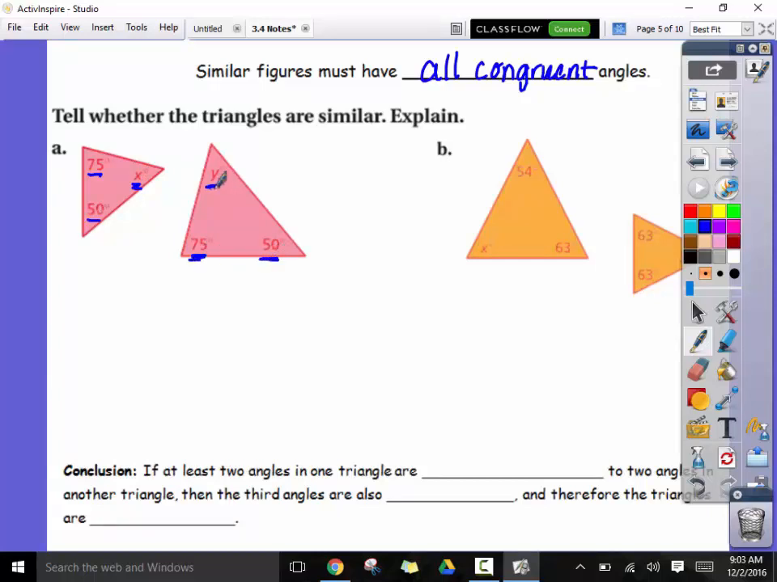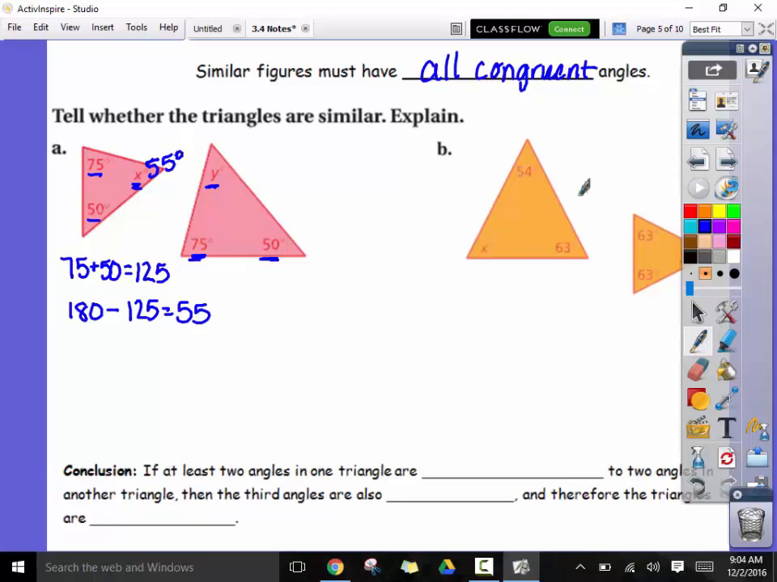What I should do first is figure out, well, what is my missing angle? If I add 75 and 50 together, that gives me 125. And then 180 degrees in a triangle minus 125 is 55. So this angle is 55.